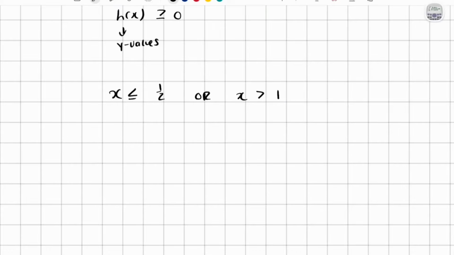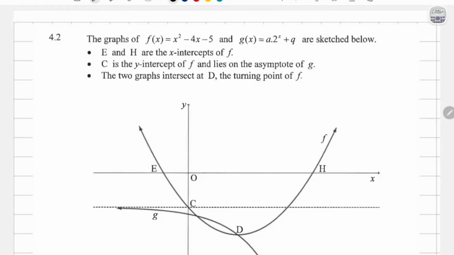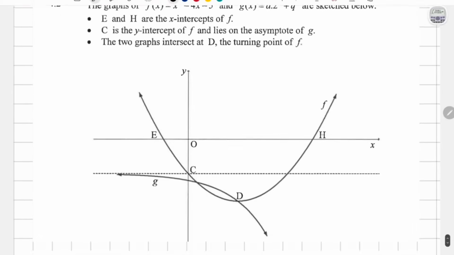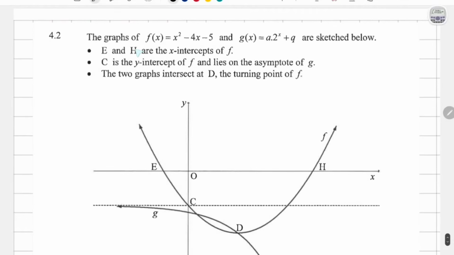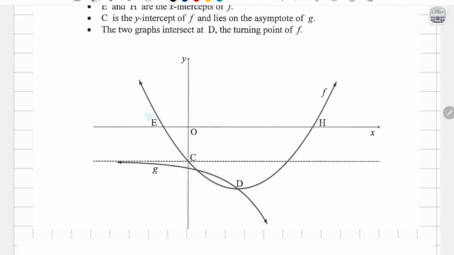Now we move on to the next question, which is 4.2. They say the graphs of f of x is equal to x squared minus 4x minus 5, and g of x is equal to a times 2 to the power of x plus q are sketched below. So we have a parabola and we have an exponential function.